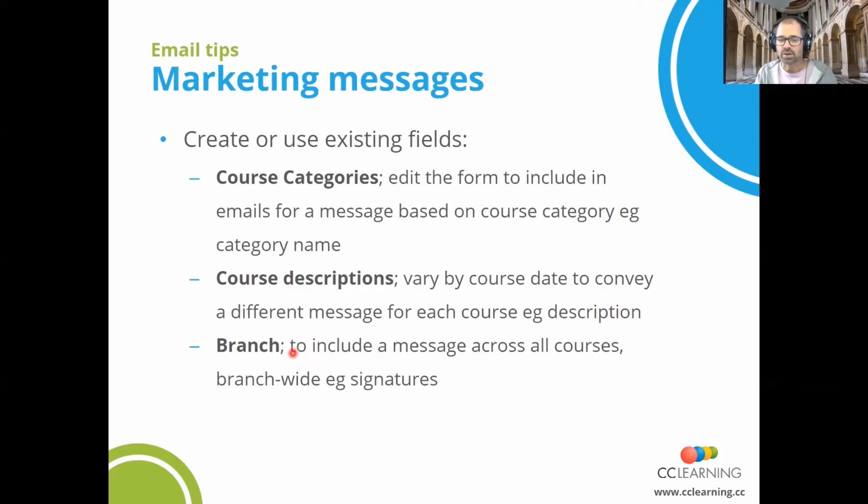So the branch. Now in the branch's case, we might want to include a message across all of the courses. So maybe there's a message to be given to all of the students across all of the courses. So if we're going to use the branch to do that, that's a really good way of doing it. We actually already do use the branch, in particular for emails, because at the branch level, we include email signatures. And at the bottom of every email, we include an email signature. That comes from the branch. Nothing to stop you having another field there, which actually then communicates something else entirely to all the customers, every time you send an email out to them.